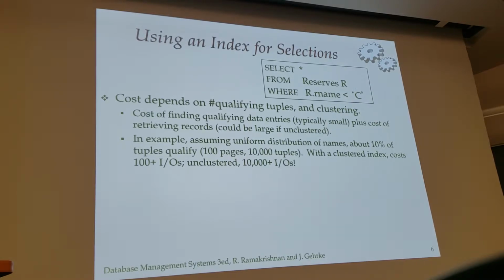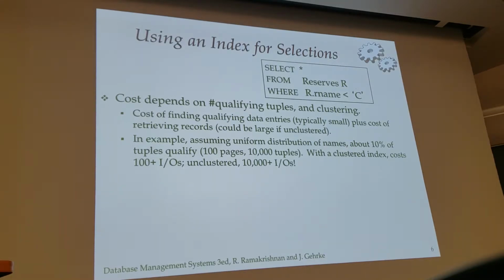When I say that the total is 100 pages, that's what the total of the answer would be. But if it's clustered, you only have to touch those 100 pages. You start at the far left leaf of the B tree, and you keep going until you hit a C, and then you're done, and you only touched 100 pages, which is 1/10 of the pages, 1/10 of the tuples, and that's great.